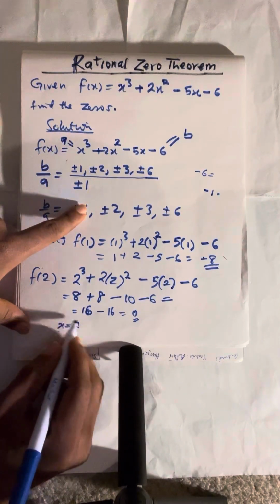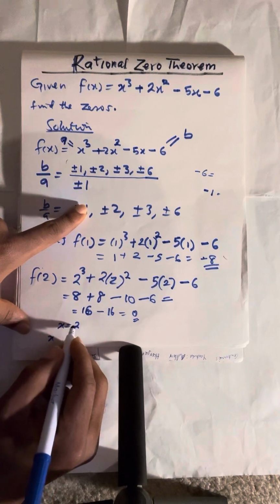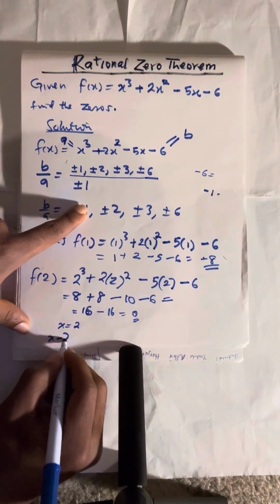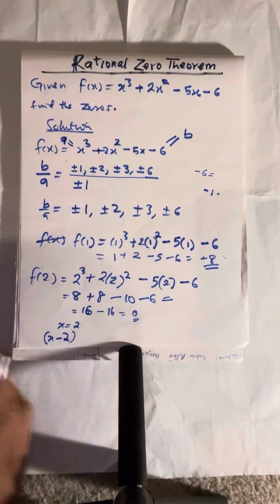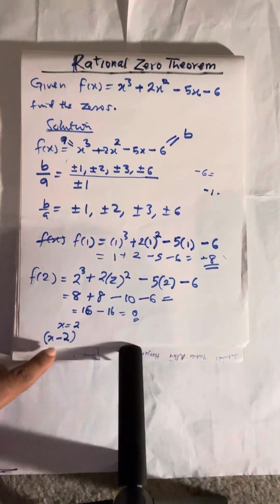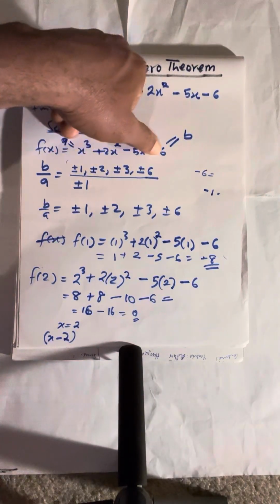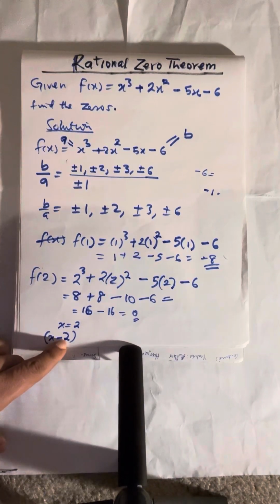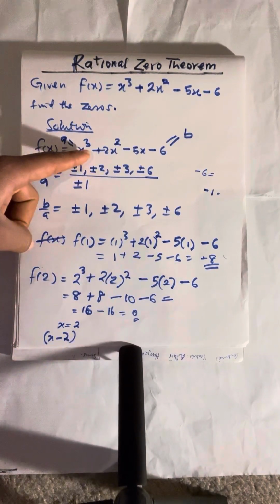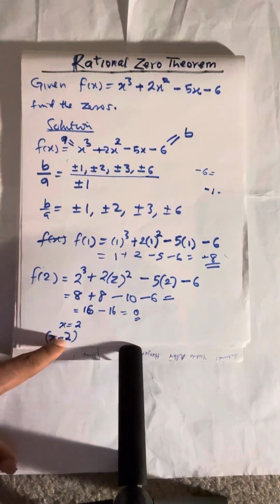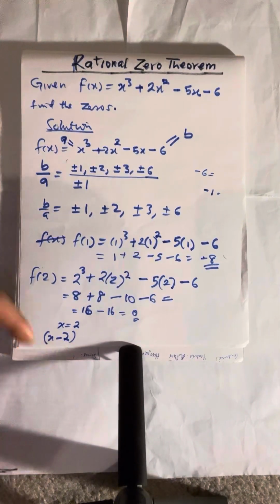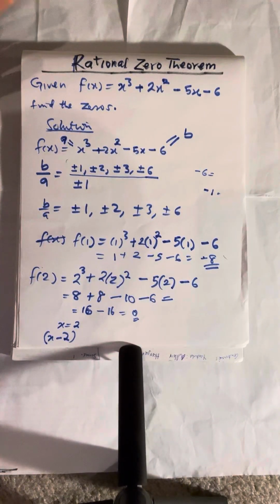We simply make x equal 2, bringing the 2 to the other side of the equation, so it becomes x minus 2. What do we do to get the other two zeros of this function? We divide this function f of x by x minus 2, since x minus 2 is one of its factors. We can do that either using the long division method we discussed earlier, or the synthetic method.